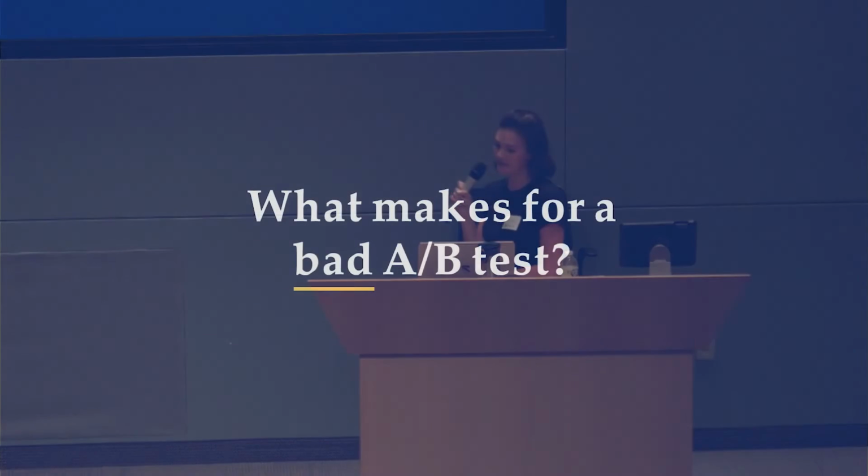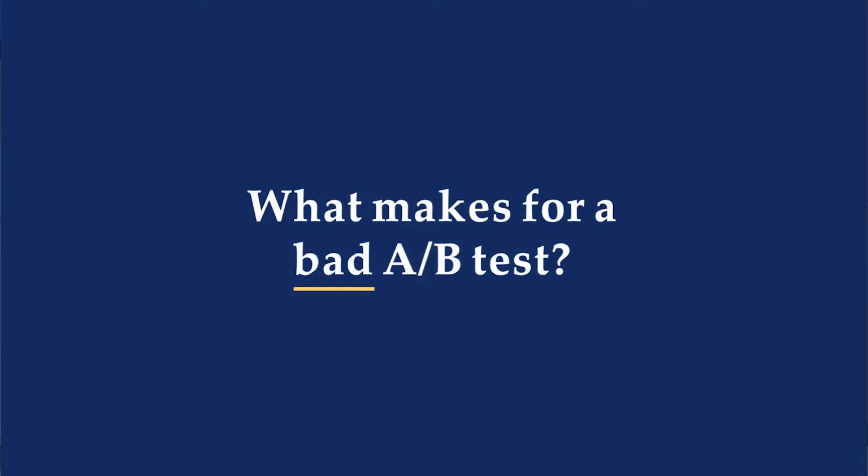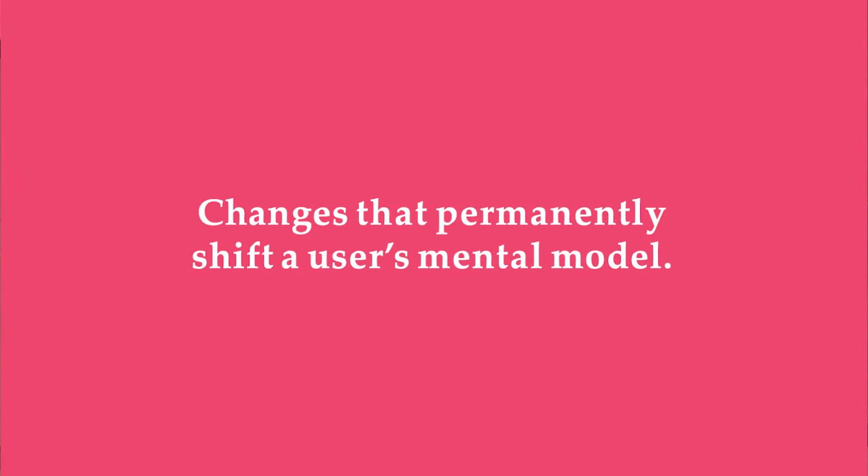Okay, on the flip side, let's look at a couple bad examples. And these ones I'll kind of talk through why they're bad as we're going through them, but they're set up in that same format that we just walked through. For the first one, changes that permanently shift a user's mental model. I'll let you ponder that as we go through. So an example for this might look something like this.